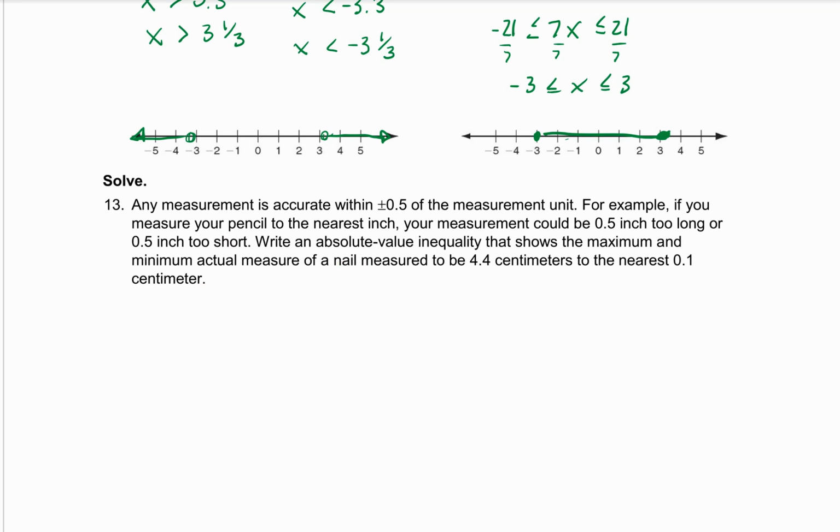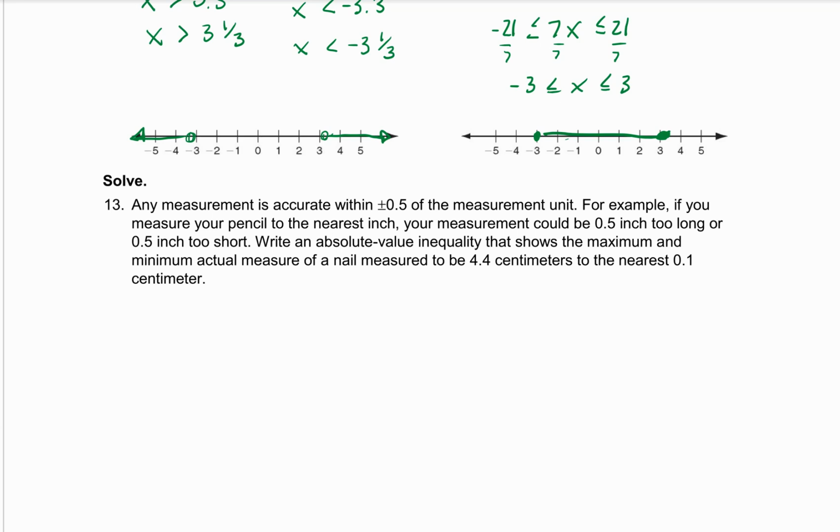The measurement is accurate within plus or minus 0.5 of the measurement unit. For example, if you measure your pencil to the nearest inch, you could be off by a half inch either way. 0.5 inch too long, or maybe 0.5 inch too short. Write an absolute value inequality that shows the maximum and minimum actual measure for a nail that measures to be 4.4 centimeters to the nearest 0.1 centimeter.